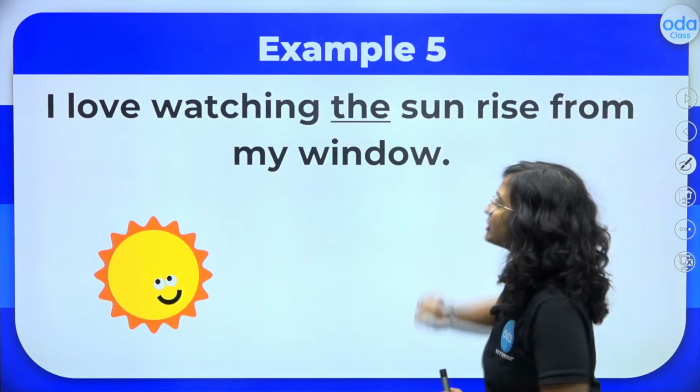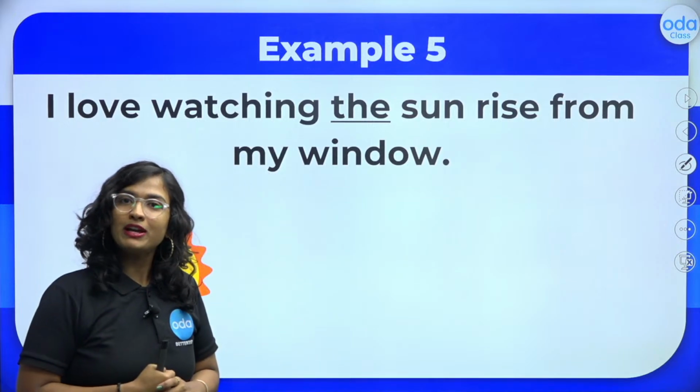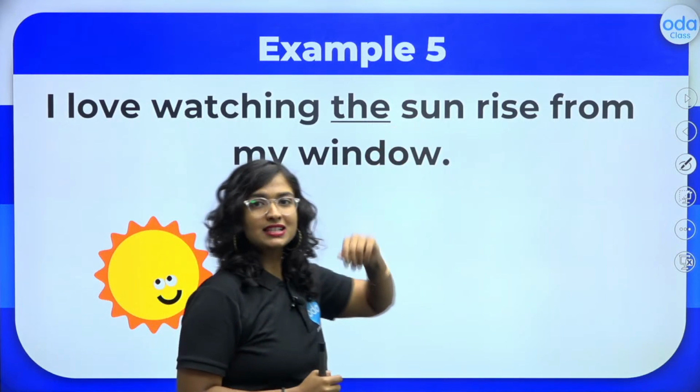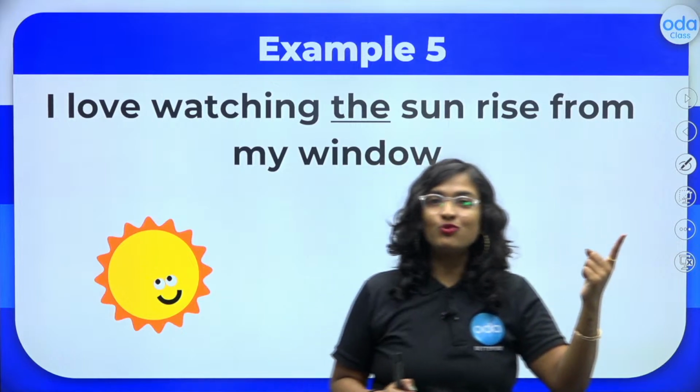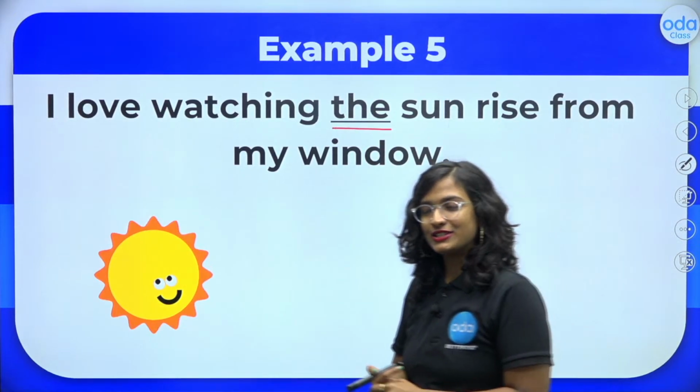Similarly, even here, right? I love watching the sunrise from my window. Even the sun, students, we know we only have one sun. So that tells us we should use our article the here.